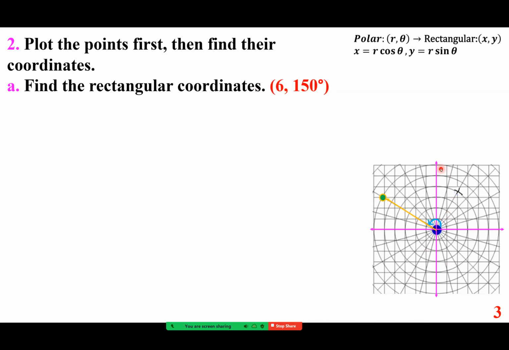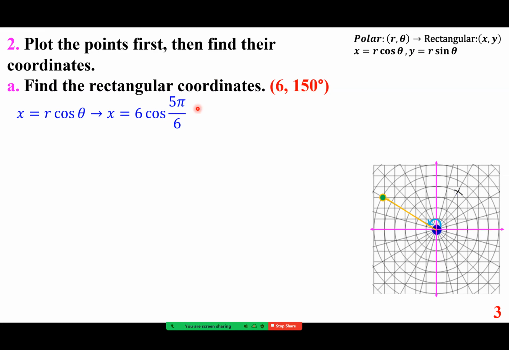Reminding you that if we want to go from polar to rectangular, x equals r cosine theta, y is r sine theta. So x equals r cosine theta, 6 times cosine of 5 pi over 6, or 150 degrees. Again, 150 or 5 pi over 6. On purpose, I wrote it as 5 pi over 6, although you get 150. Just to remind you, they are the same.